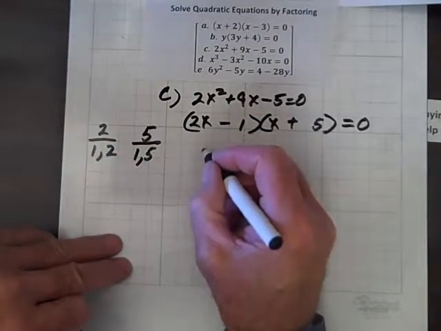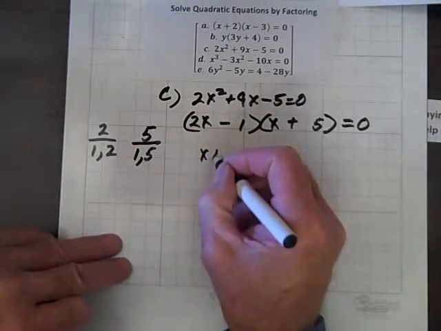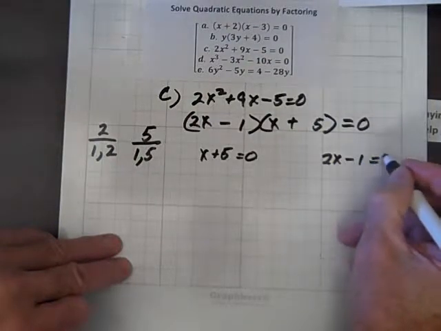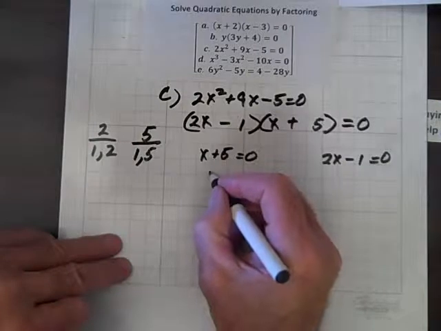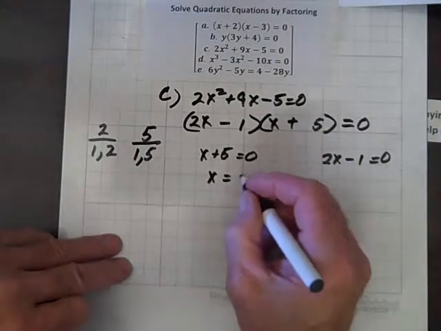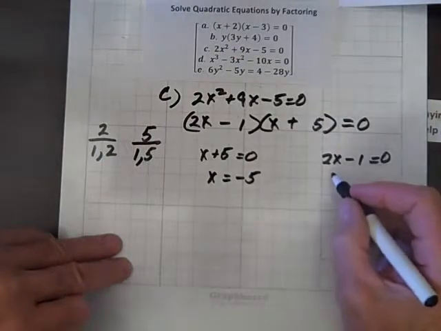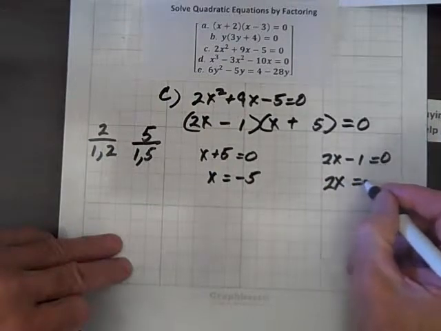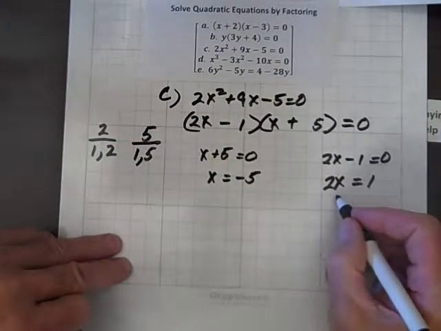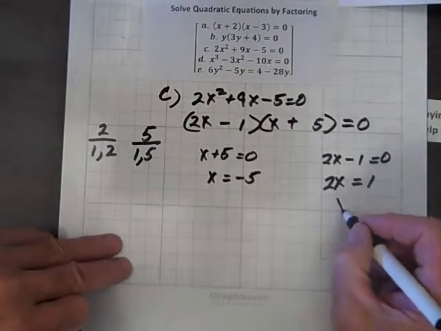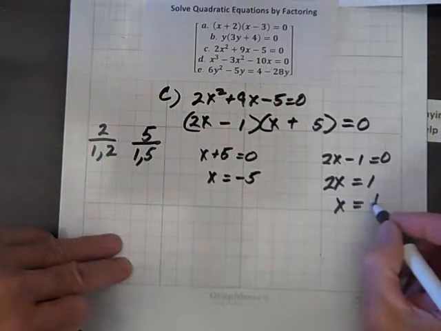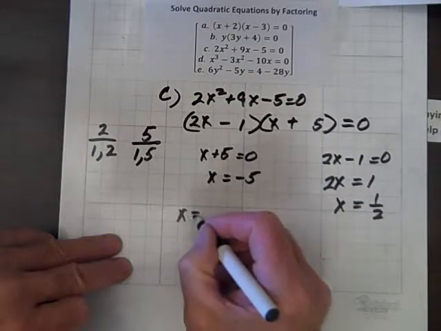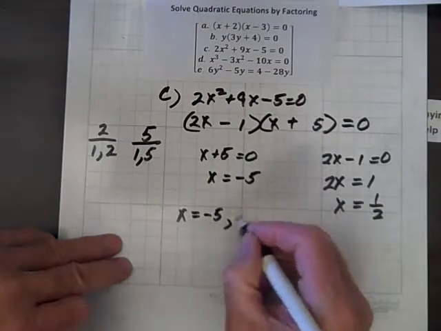Now, let's find the zeros. So we have x plus 5 equals 0, and 2x minus 1 equals 0. Solving for x, subtracting 5 from both sides, we have x equals negative 5. Now, for this one, we have to isolate the term with x in it, so we'll add 1 to both sides. Now we'll isolate x by dividing through by 2. So dividing through by 2, we get x equal to 1/2. And now we've determined that the solutions are x equals negative 5 or 1/2.